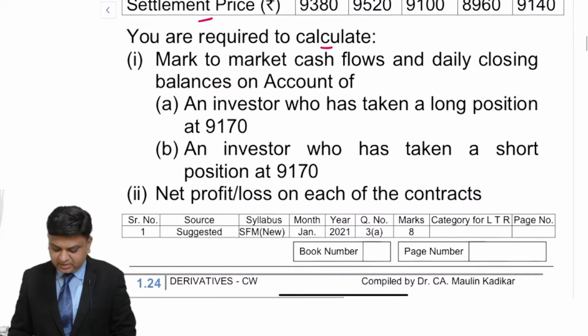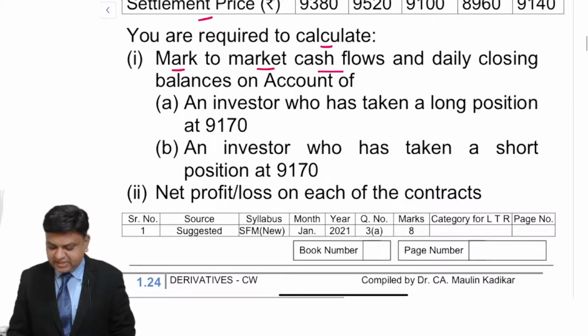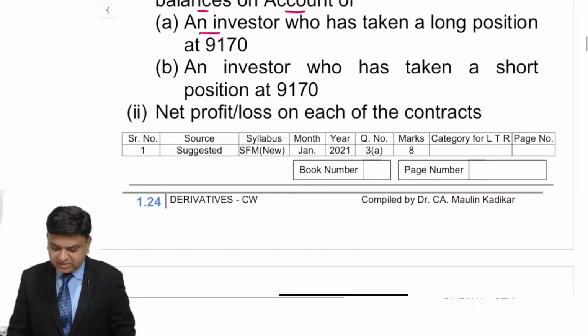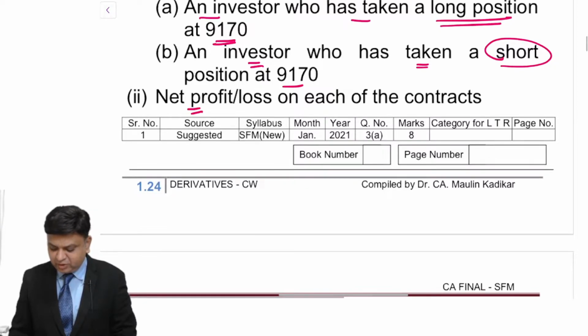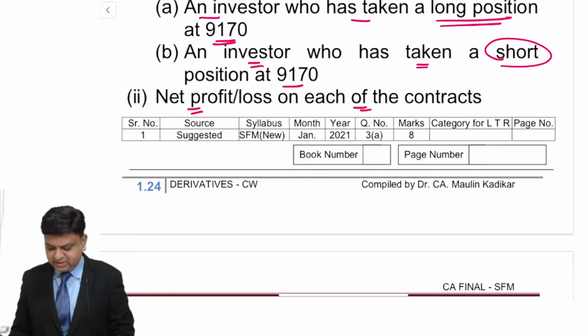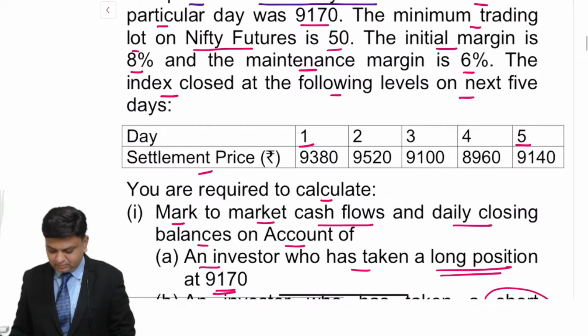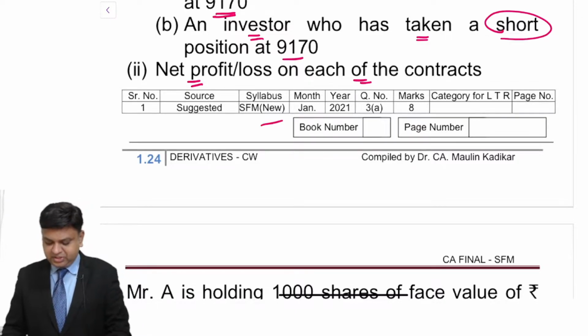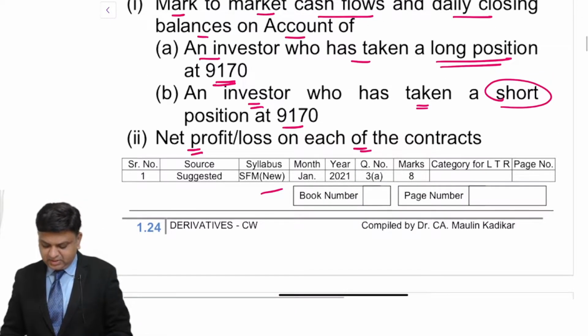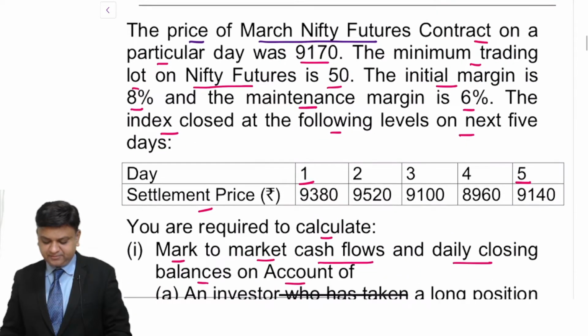You are required to calculate mark to market cash flow and daily closing balance on account of an investor who has taken long position, that is purchase at 9170, an investor who has taken short position at 9170, and net profit or loss on each of the above contracts. That is the question. This is a question asked in January 2021 examination. Question number 3A for 8 marks.